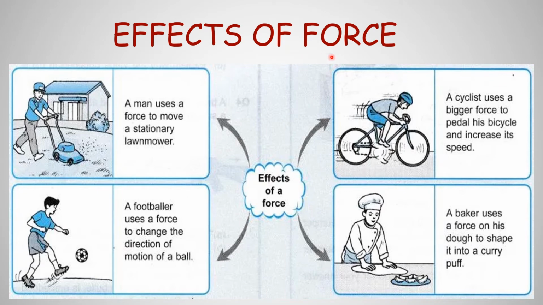What are the effects of force? Here you can see a man using force to move the stationary lawn mower. So one effect of force is that we can move anything which is at rest. And here you can see a cyclist using a bigger force to pedal his bicycle and increase his speed. So another effect of force is that it can increase the speed of a moving object. Coming over here, you can see a boy playing football, and he uses force in order to change the direction of motion.